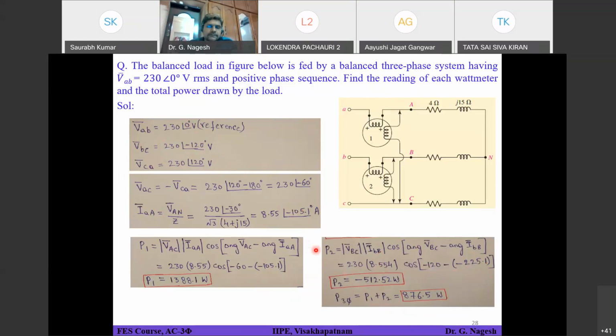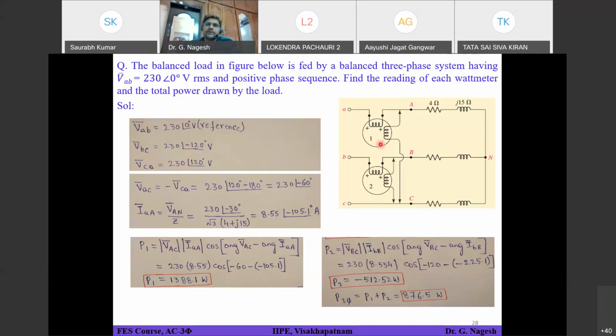So any doubt? Okay, fine. So three-phase power you can calculate using this fashion. If you want to cross check, you can change the wattmeter to phase C, and then also you can find out. If you do that, you will get the total power again the same 876.5 watts. Okay, right.